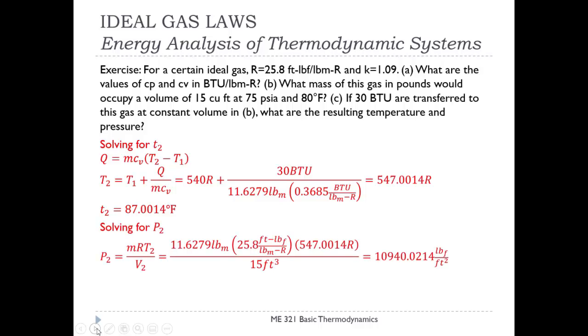Now, to get the final pressure, we again use the equation of state. We isolate P sub 2 at the left side of the equation. Then, using the value of the mass that we computed a while ago and the value of the final temperature in Rankine that we have just solved, we will initially get a value of 10,940 pound-force per square foot to be our final answer. Multiplying the conversion factor to convert square foot to square inch, we can now get the value of the final pressure of the gas to be equal to 75.97 pounds per square inch.